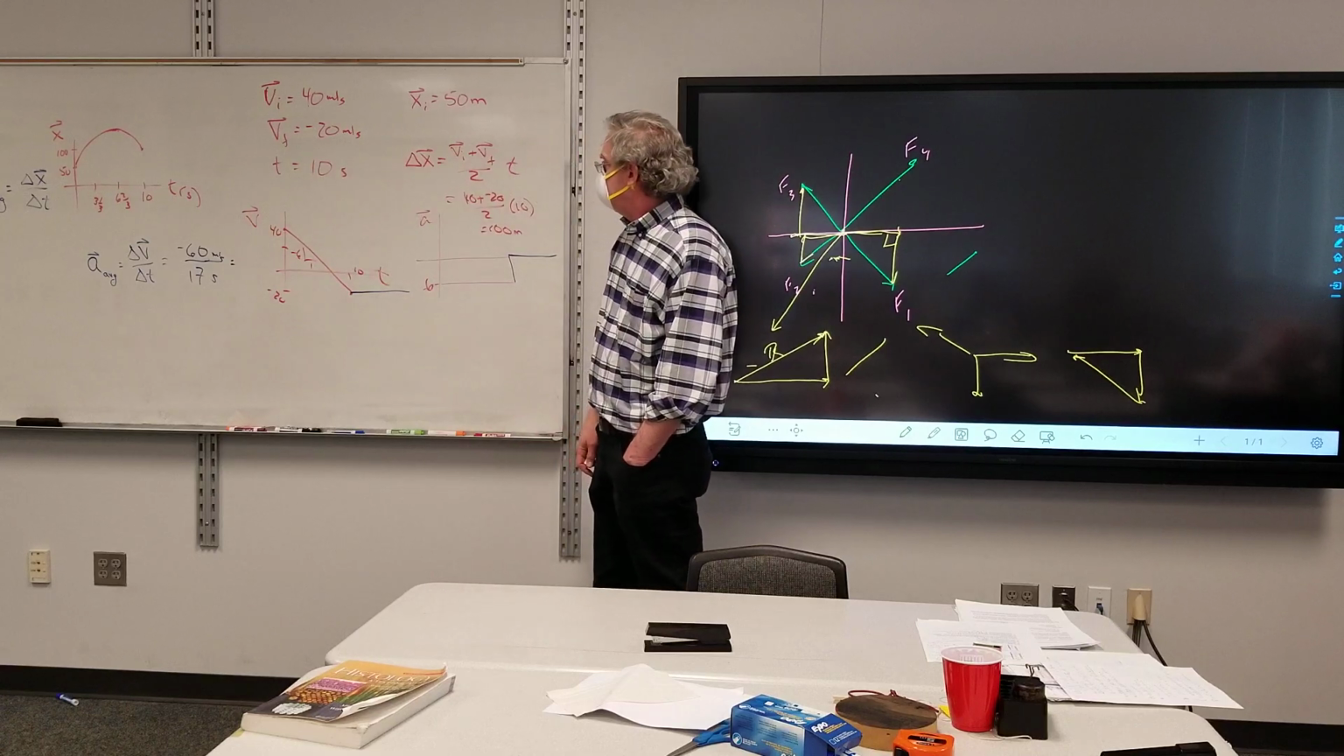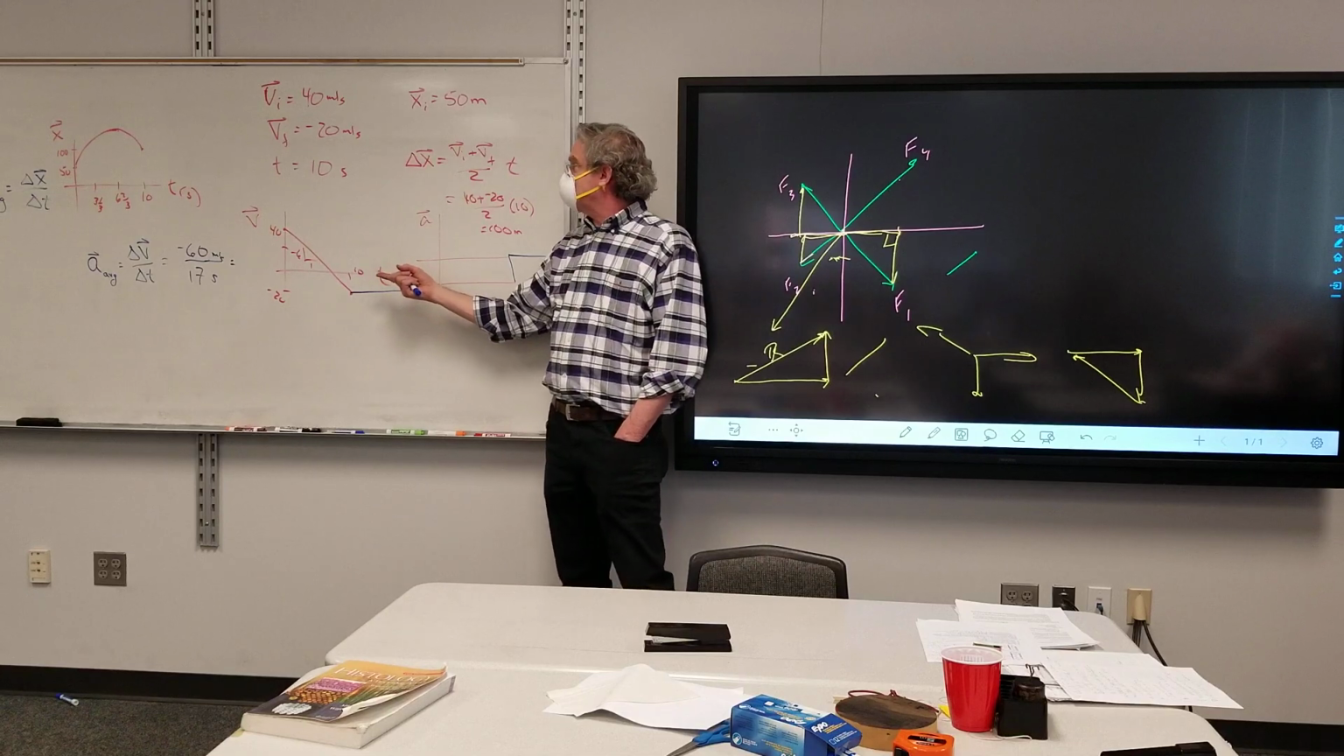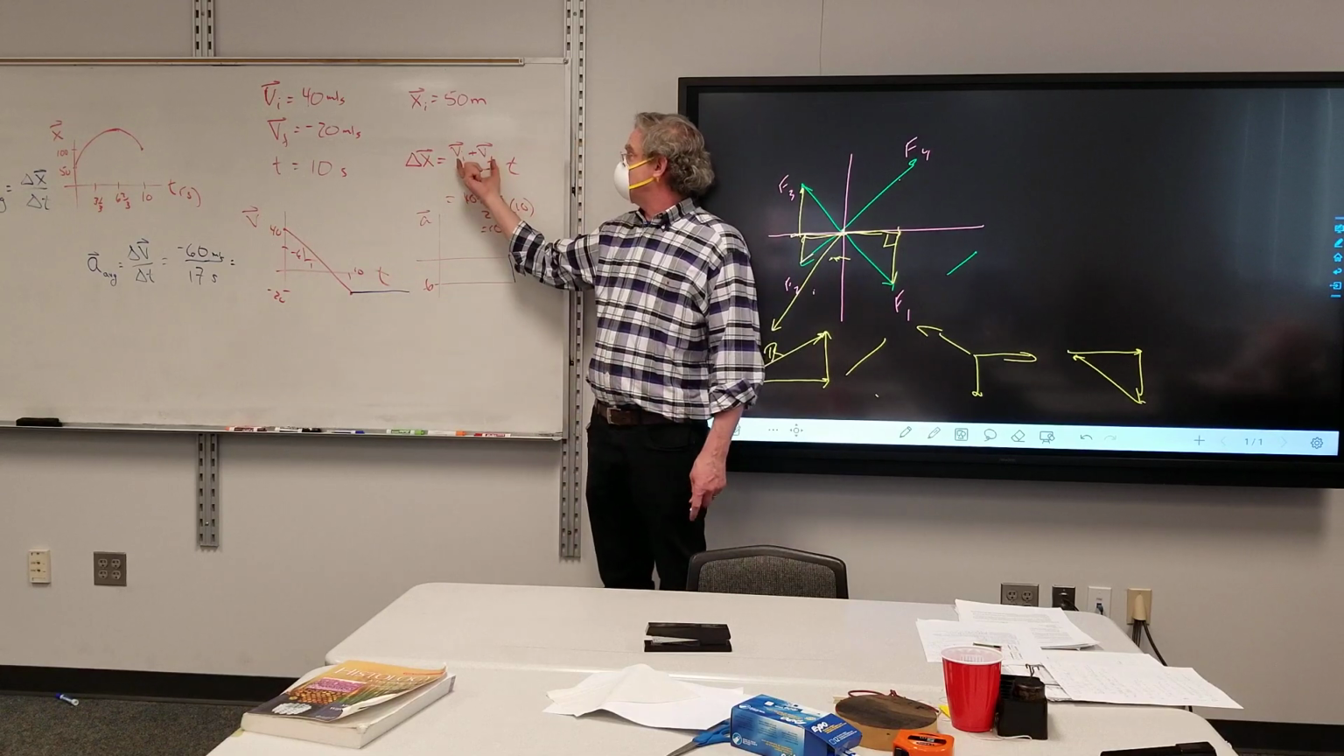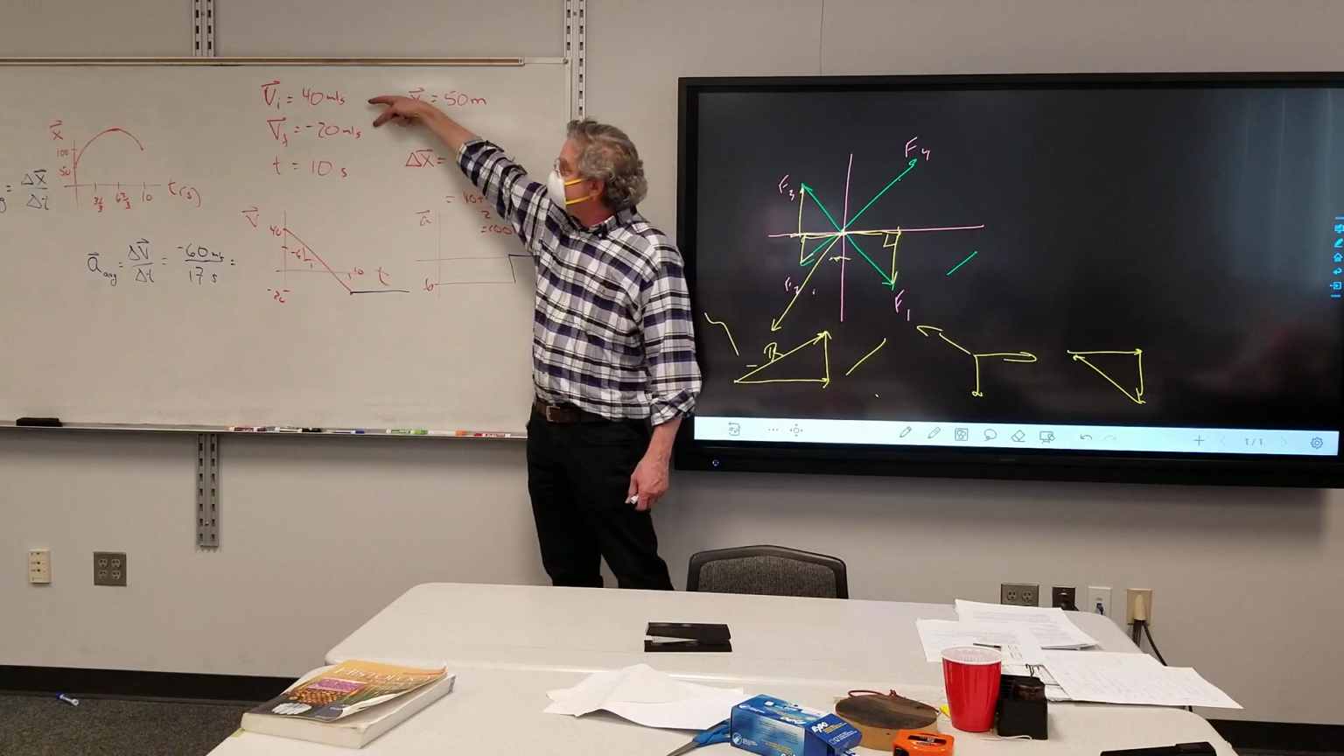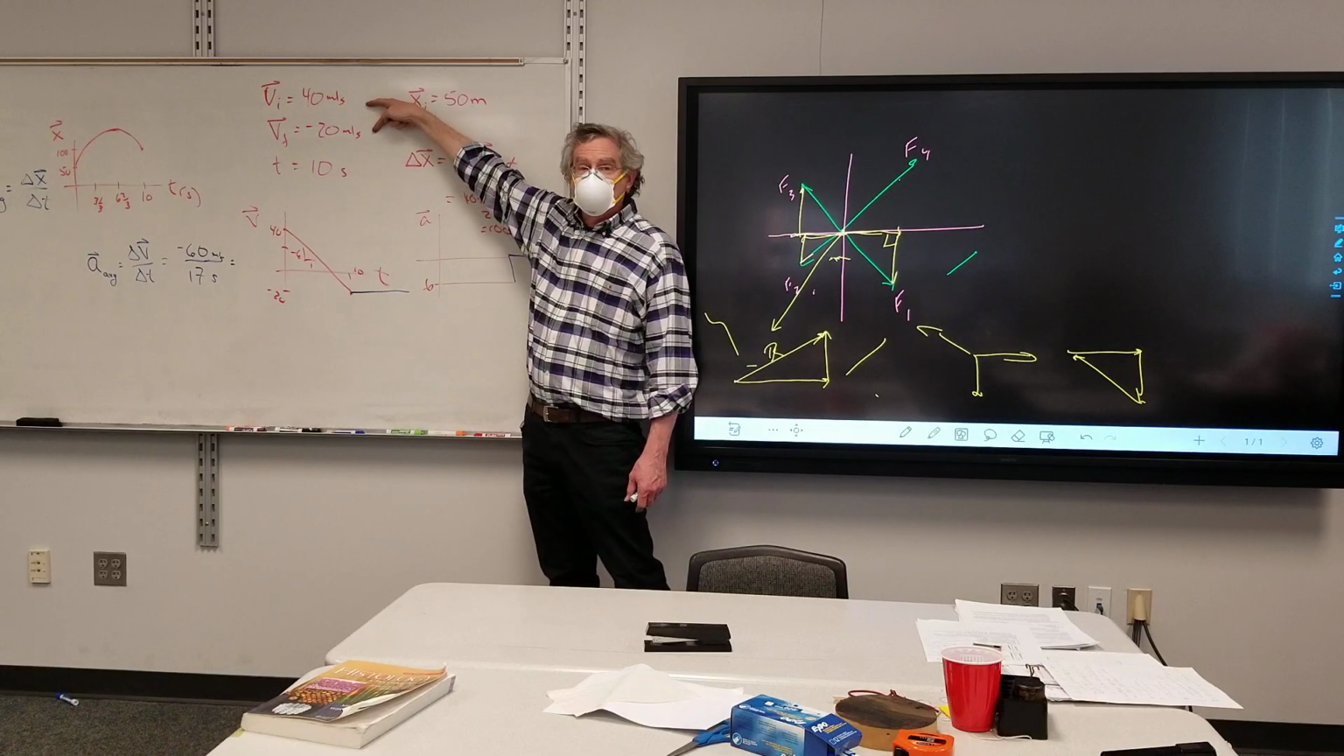Or, since acceleration is constant, my average velocity is just the average of my initial and final, so which is the sum divided by 2.